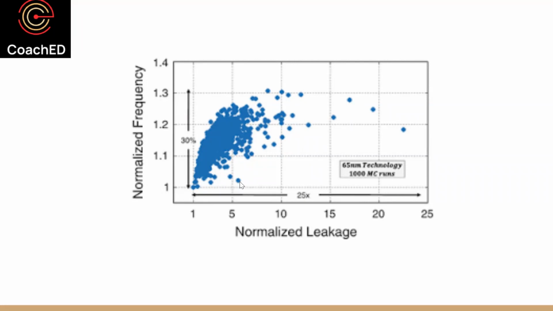So if you notice, some of them are very slow and some of them are very fast, almost 30% faster. A lot of them are sitting somewhere here, as expected in a distribution. And you'll notice the leakage has a huge spread. Some of the highly leaking chips are as high as 25 times the minimum value. The leakage spread is 25x, while the delay spread is around 1.3x, or 30%.